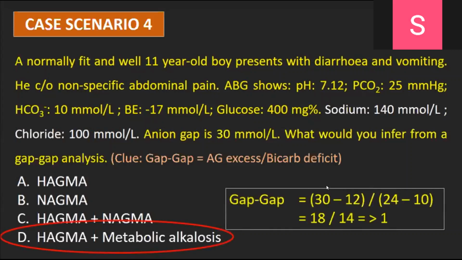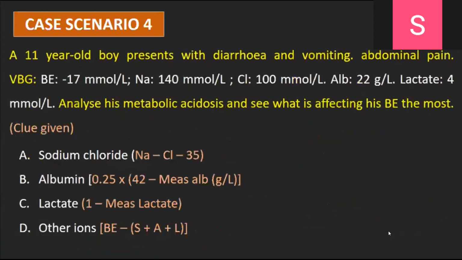Okay, perfect. You're right. 18 by 14 is more than 1. You don't even need to calculate 1.2, 1.4. Yes, you can do that, of course, if you want to do subsequent ones. But you're absolutely right. Good. Okay, now let us, with the same numbers, I think we also now have albumin and lactate coming in.